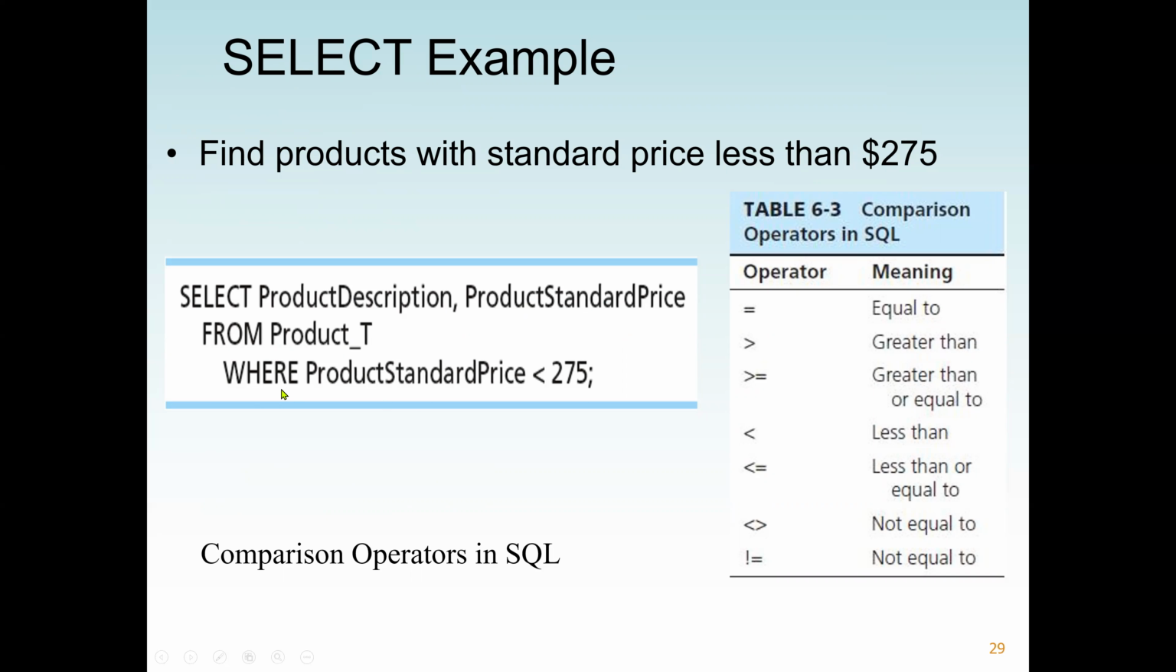Yes. Here they say if the product standard price is less than 275. So this means I'm going to get the result of product description and product standard price from a table named product T. But we only get this information if the product standard price is less than 275.